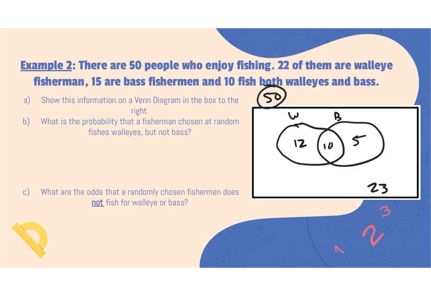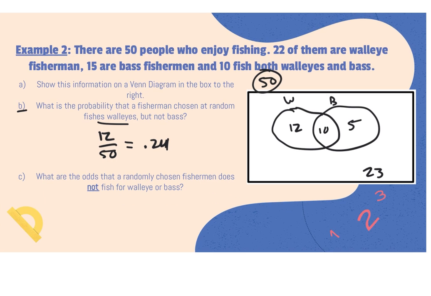What's the probability a fisherman chosen at random fishes walleye, but not bass? That's going to be 12 out of 50, so 0.24, or 24% like walleye but do not like bass. What are the odds that a randomly chosen fisherman does not fish for walleye or bass? There are 23 people that don't fish for walleye or bass, which means that there are 27 that do. This is the odds in favor and the odds against, or in this situation, what we want to have happen and what we don't want to have happen.